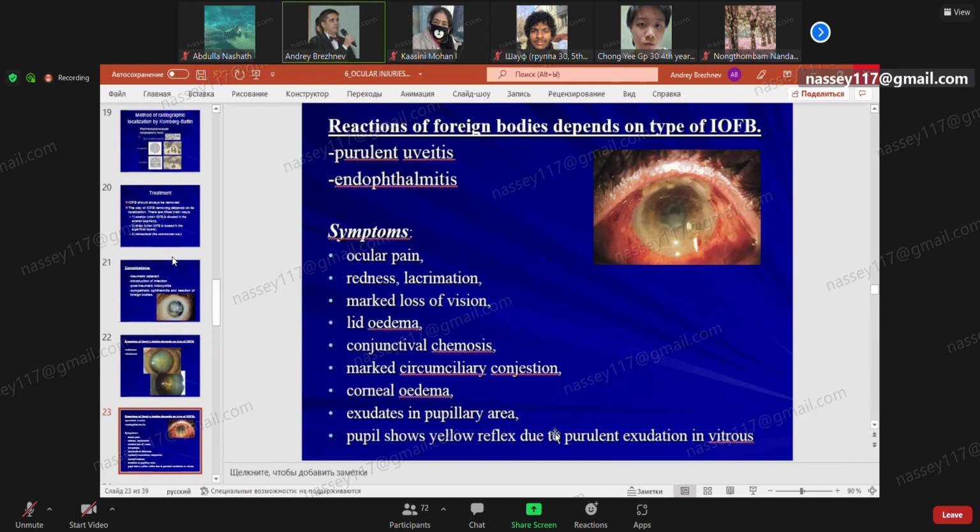Corneal edema, like in this photo, you see all these signs: corneal edema, exudates in the area of the pupil. The normal area of the pupil looks black. Here you see it's whitish due to the presence of exudate and pus in the area of the pupil. The pupil shows a yellow reflex due to purulent exudation in the vitreous body.